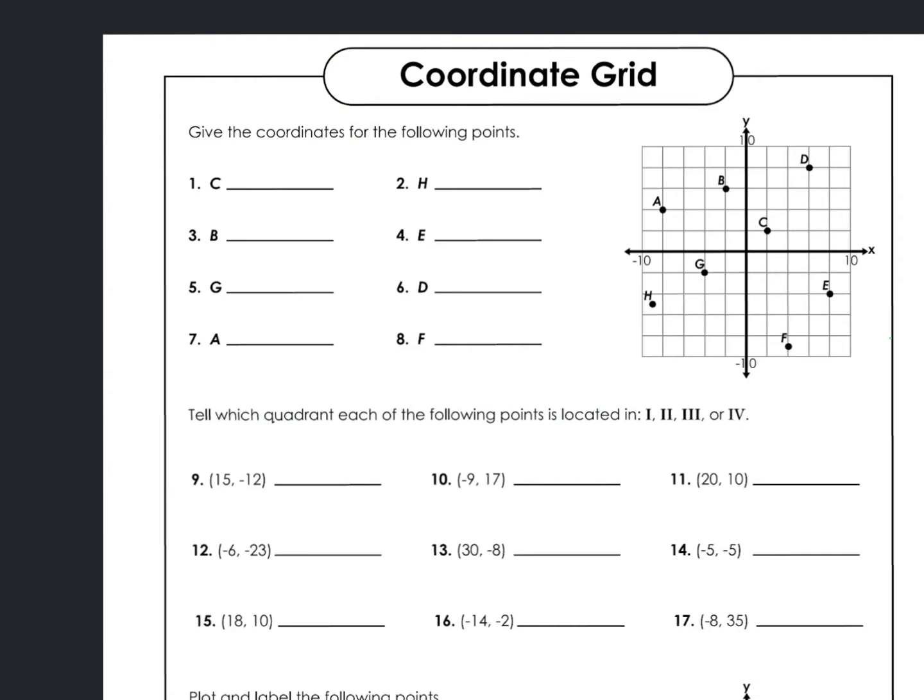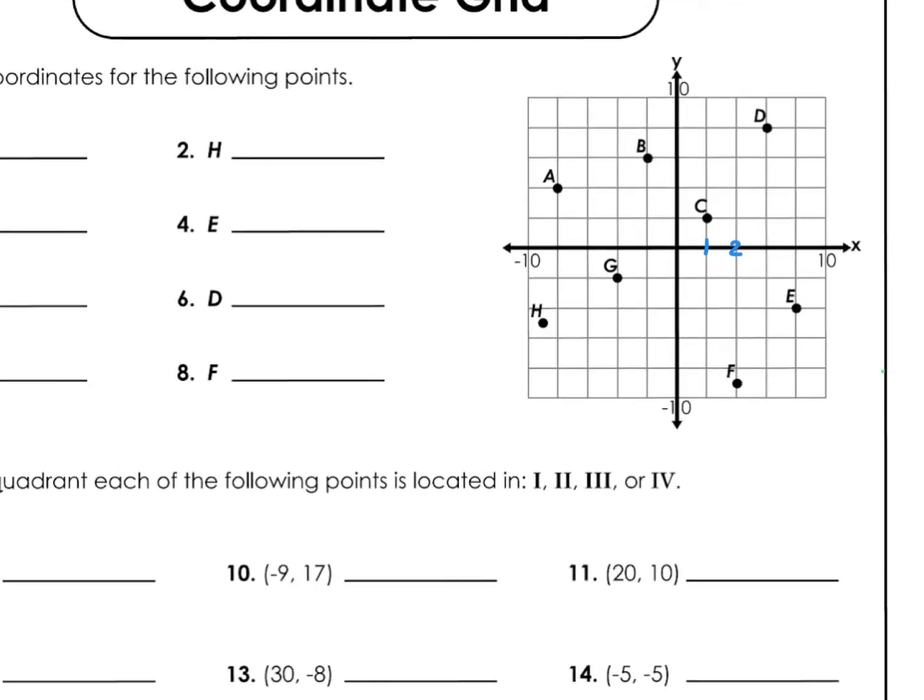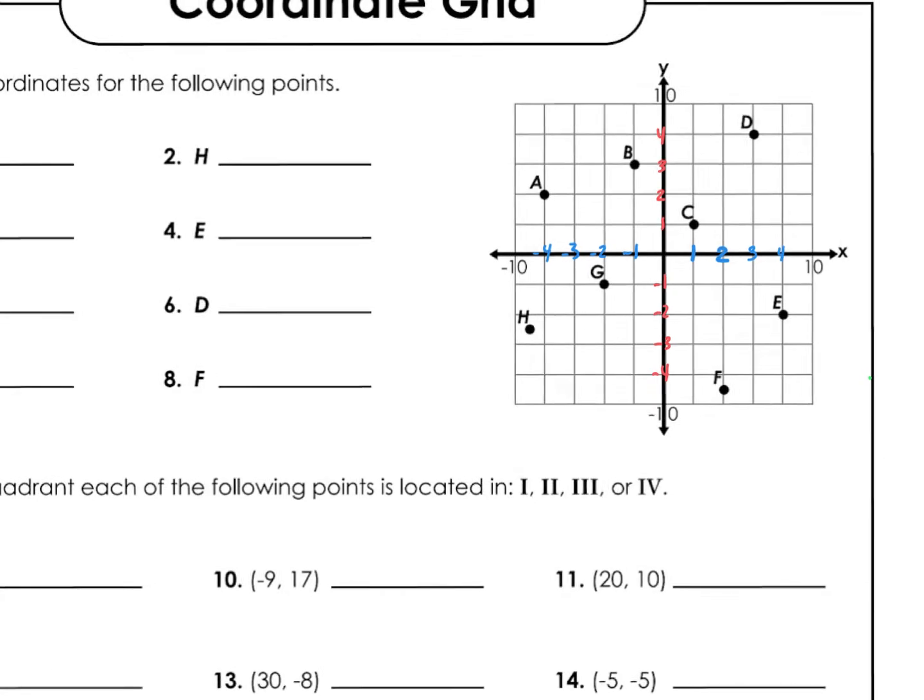Okay, when we're listing our coordinates, remember we always start at the origin. This direction is the positive numbers here, and negative numbers go to the left, and the same positive numbers go up to the top, and negative numbers go down to the bottom. But look at that. Look when I put my numbers there.